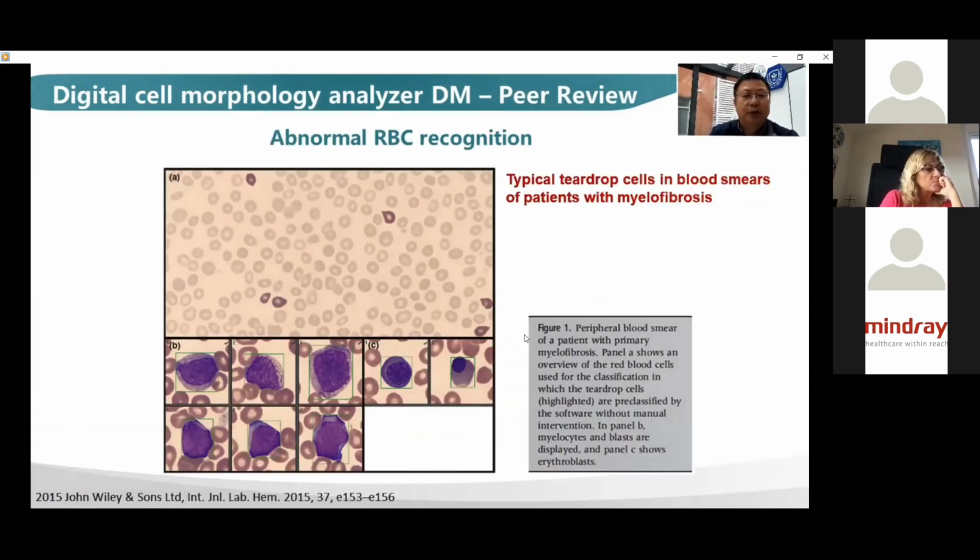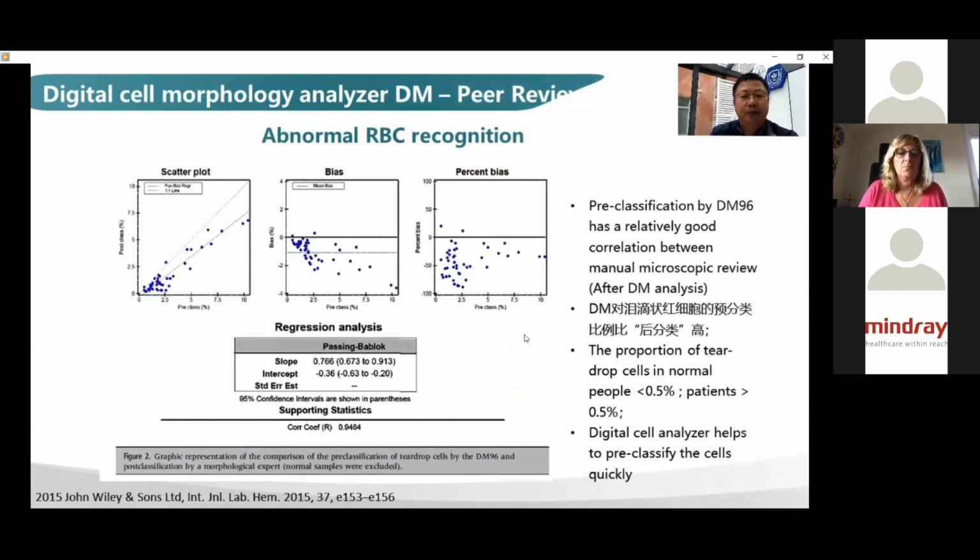那么对于异常红细胞的这个设备情况，我们可以看这是一个骨髓纤维化患者。This is a patient with the typical teardrop cells in the blood smear of a patient with myelofibrosis. And you can see this pre-classification by the DM96 has a relatively good correlation between the manual microscopic review and also after the DM analysis, and the proportion of the teardrop cell in a normal person is less than 0.5%, whereas for the patient it is always more than 0.5%.